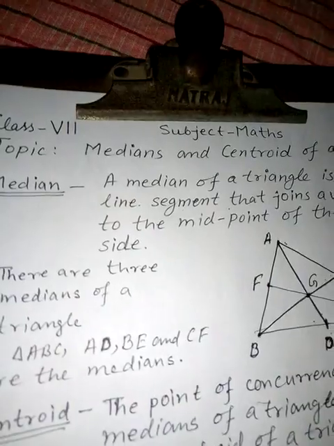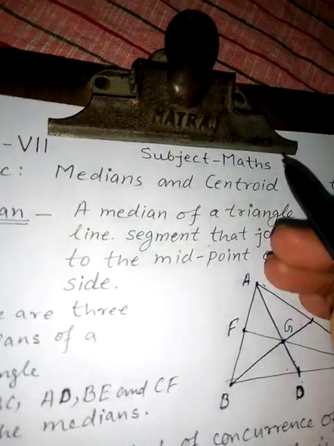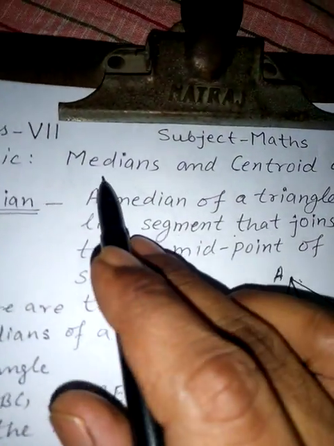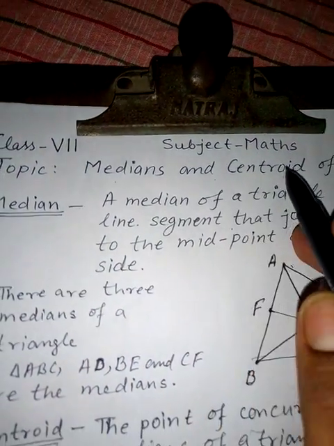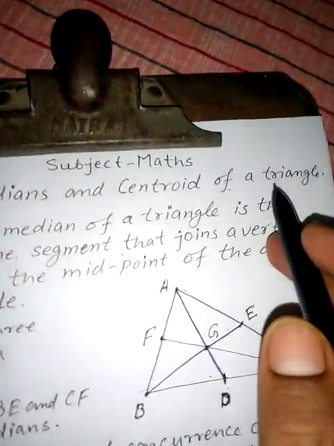In the previous class you have read about Pythagoras theorem and Pythagorean triplet. And today in this class you are going to understand the median and the centroid of a triangle. So take a look at this. Students, our topic is median and centroid of a triangle.